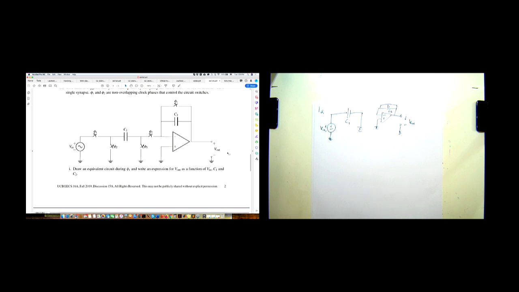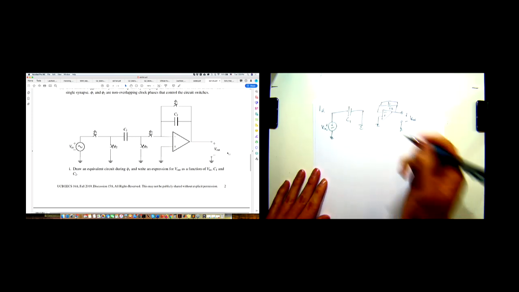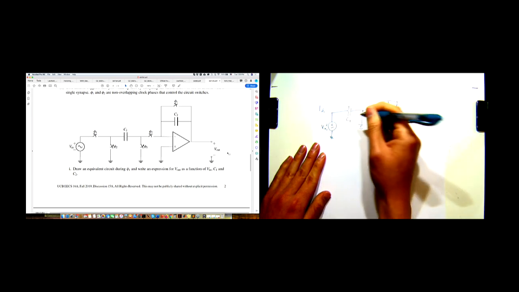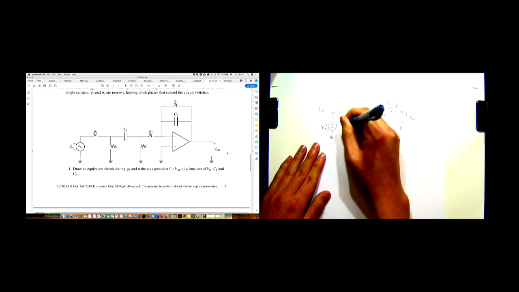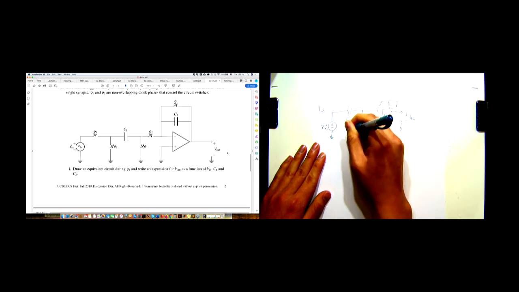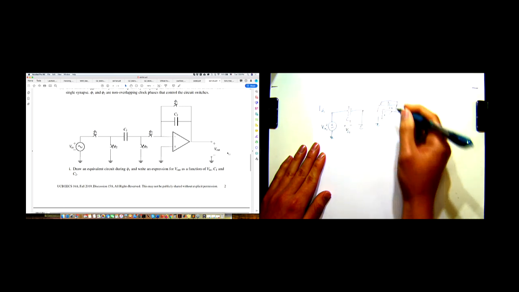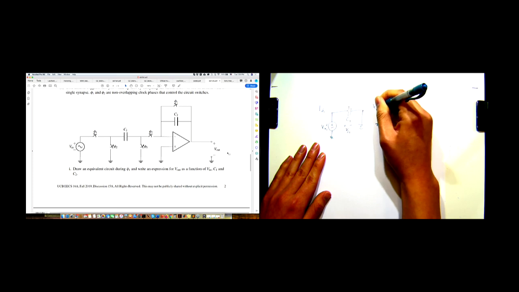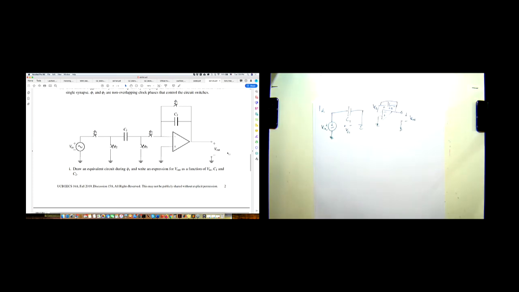Okay, so I redrew the circuit in phase 1, and as always with circuit analysis, we should label the polarity of the elements. It doesn't matter which polarity you assign, you just have to keep the signs the same throughout your circuit analysis. So I'm going to call this plus minus VC1 and plus minus VC2 there. Okay, and so that's part 1.